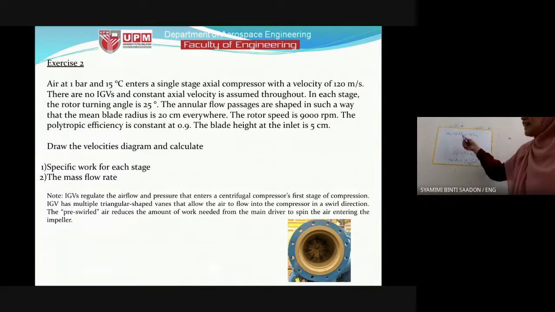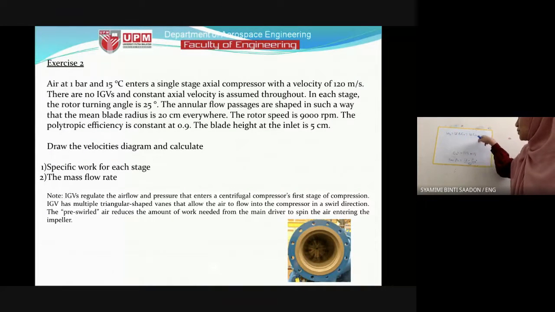This equation comes from the reference book, where they show how to derive the specific work. It comes from the definition of enthalpy, temperature, etc. And we have this equation, U times CU2. If we use this one, you get 21.11 kilojoules per kilogram.